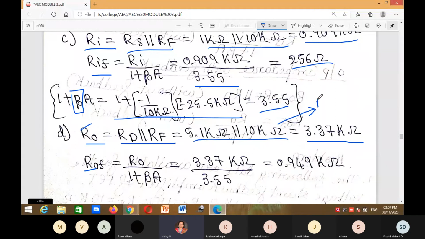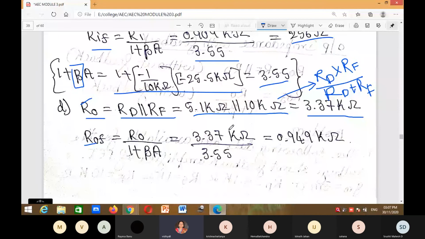How will you solve two parallel resistances? RD into RF. When two resistors are in parallel, how to solve this? RD into RF divided by RD plus RF. This is how we solve two resistors in parallel.